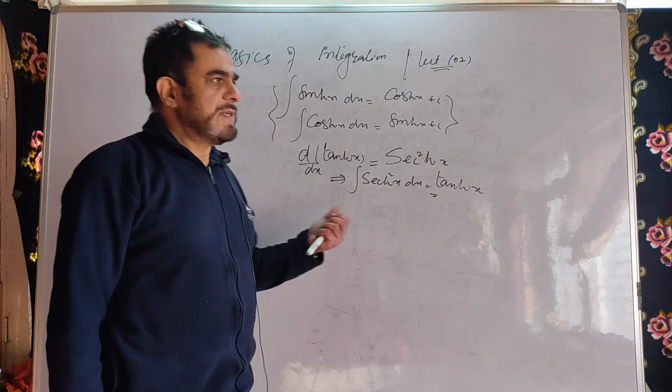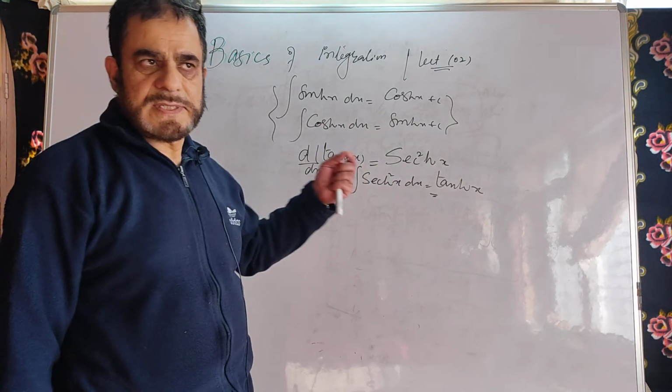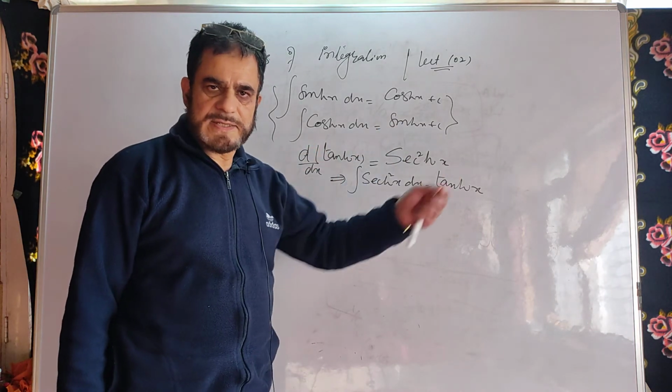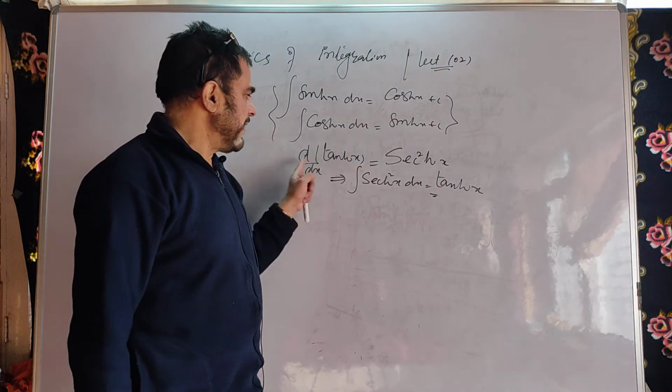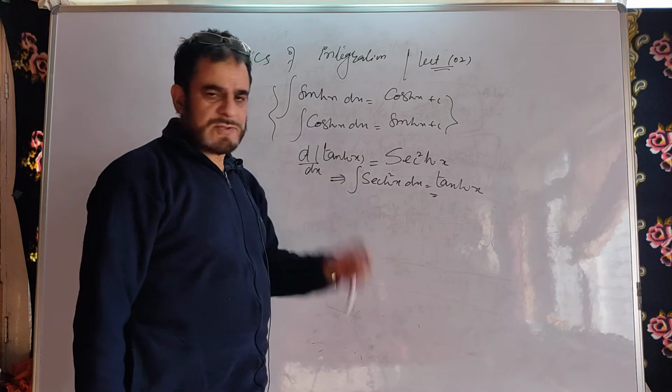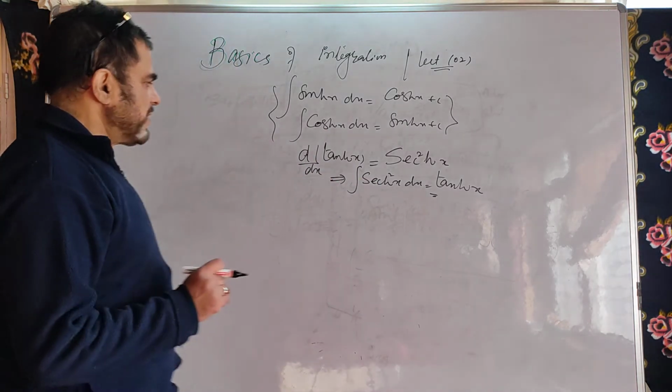Just as you did integral of sin x with respect to x, it is minus cos. Integral of cos with respect to x is sin. Then similarly we did sin is cos, integral of cos is sin, then tan is sec square x. Now let us see what happens in case of inverse functions.